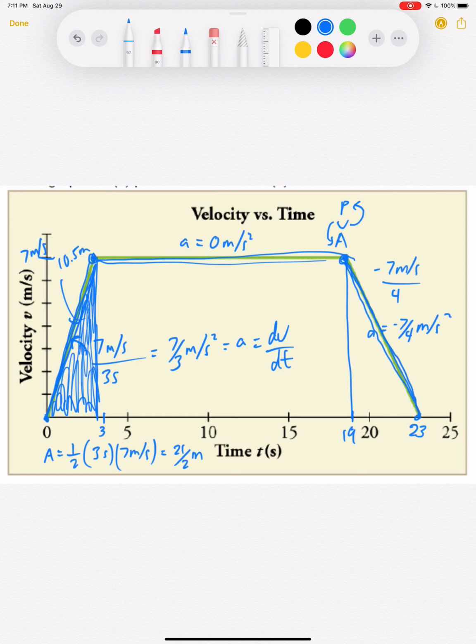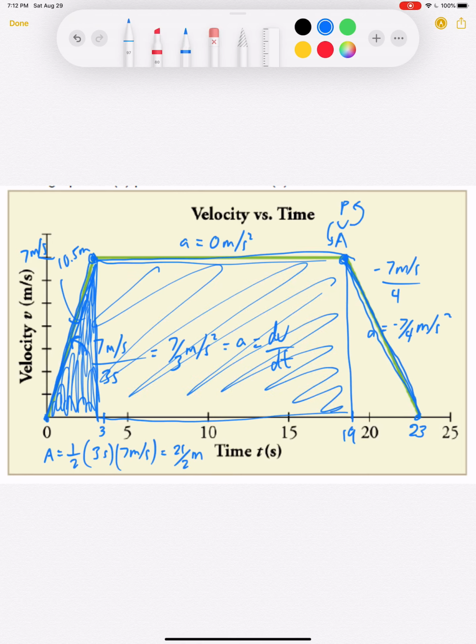Well, then we have to find the area of this rectangle right here, which should be really easy. Our area would be equal to, we're going from 3 seconds to 19 seconds. So that is 16 seconds, and we're going at a rate of 7 meters per second. So all we need to do is multiply those together. That'd be 70 plus 42, so 112 meters is how far we travel in the time interval from 3 to 19 seconds.